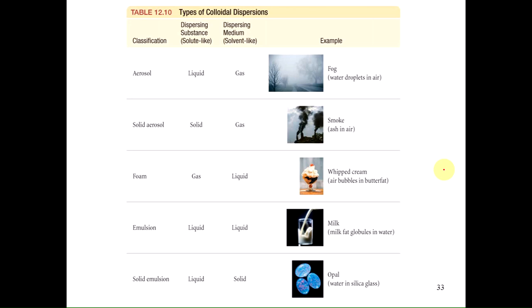You can also have solid emulsions. I think this is kind of cool because opals are a really good example. You actually have water trapped in silica glass. So you have a liquid trapped in the solid. So this is actually an example of a solid emulsion. You get these really pretty effects from the opals. That ends our Chapter 12 discussion and introductory material.